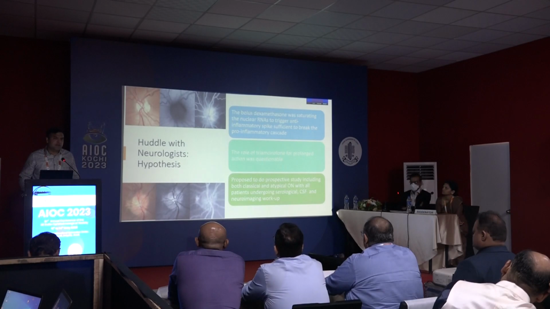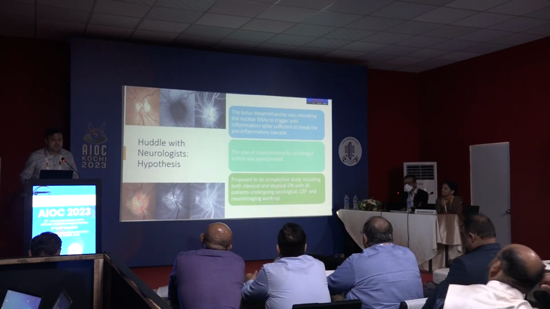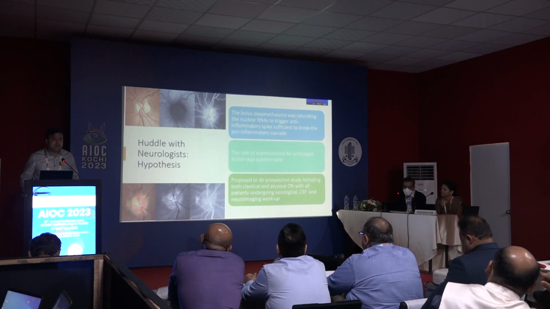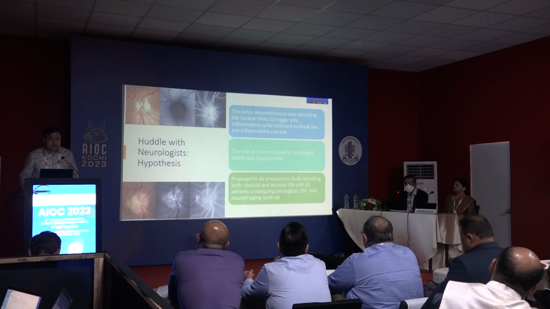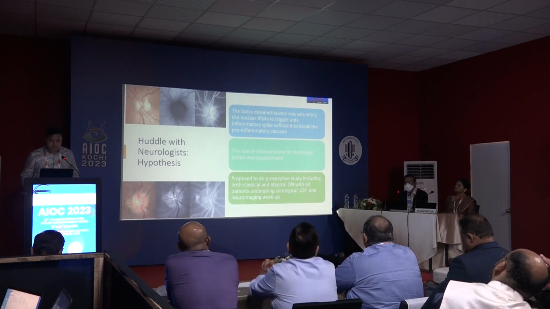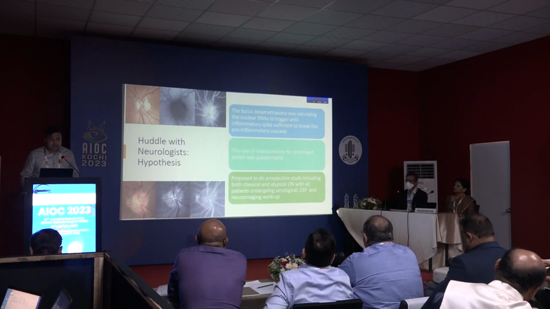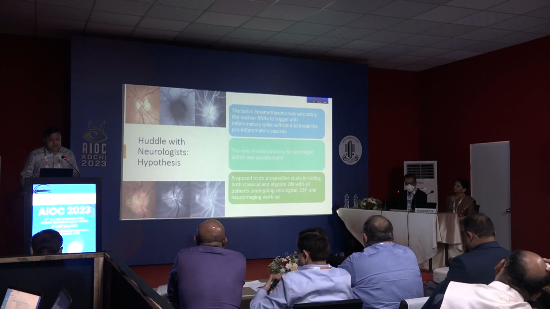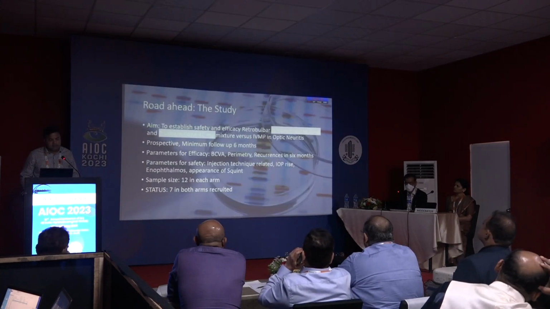So we huddled up with our neurologist to find out what was happening. They said that the bolus dexamethasone was saturating the nuclear RNAs and was triggering an anti-inflammatory spike sufficient to break the cascade. They questioned the role of triamcinolone. So we sat down and decided that we need to study this with all the serological, CSF and neurological workup for each and every case. So this is the study we have designed.